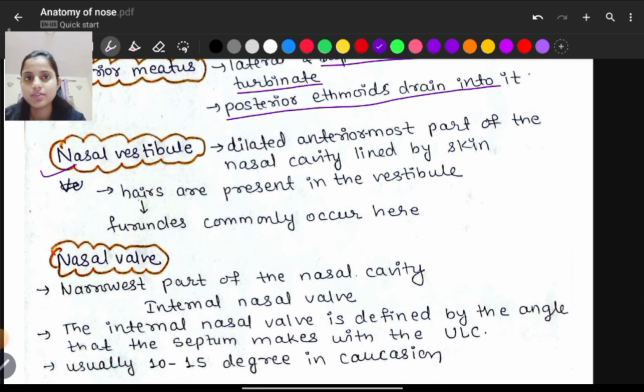Nasal vestibule. The nasal vestibule is the dilated anterior-most part of the nasal cavity, lined by skin. Hairs are present in the vestibule, due to which furuncles commonly occur here.